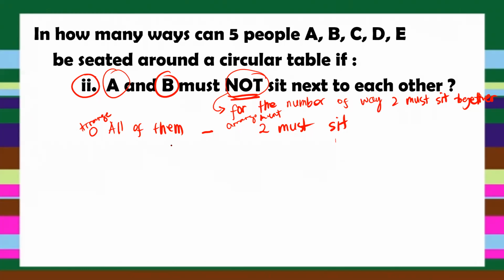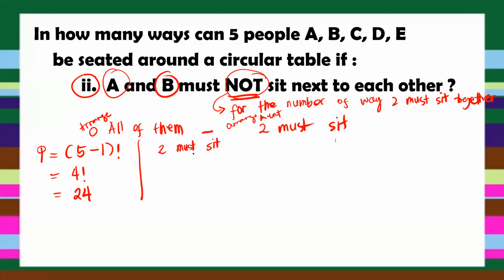So to do that, let us have the first step, yung all of them muna. Since 5 sila, that's permutation is equal to 5 minus 1 factorial. And 5 minus 1 factorial is equal to 4 factorial. And 4 factorial is 24. Okay? Next. Kunin naman natin yung 2 must sit together.